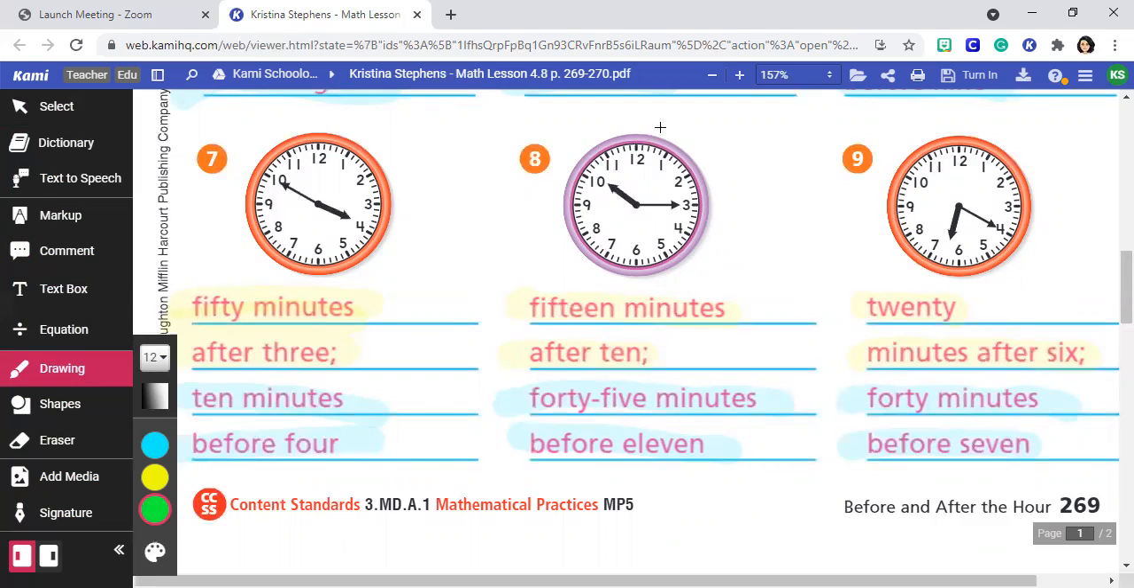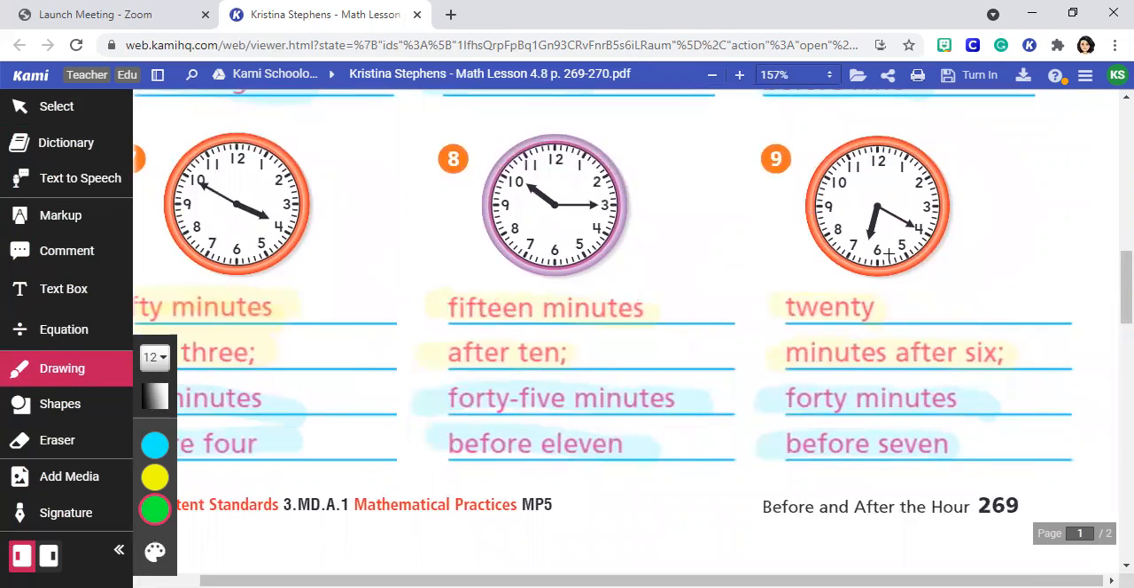Number 8. 1, 2, 3. My minute hand is pointing to the 3. So I know that for minutes, that's 3 groups of 5, which is 5, 10, 15. So it's 15 minutes after the hour. And there's my hour hand in between the 10 and the 11. So it's not 11 o'clock yet, which means it's still 10 o'clock. 15 minutes after 10. And the other way to think about this is that we've got 45 minutes before we get to 11.